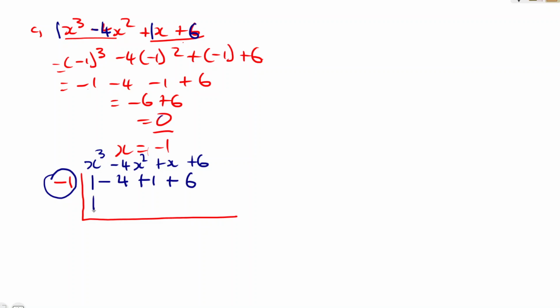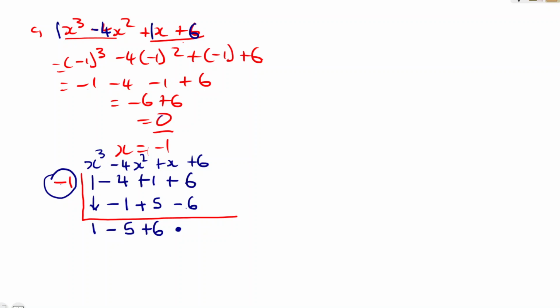So I'm going to take the first one and drop it down. The first coefficient is 1. Negative 1 times 1 gives me a negative 1. Then negative 4 minus 1 gives me a negative 5. Again, I multiply negative 1 times negative 5, that gives me a positive 5. Then positive 1 plus 5 gives me a positive 6. Then negative 1 multiplied by positive 6 gives me a negative 6. The last sum must always give you a 0. So positive 6 minus 6 gives me a 0.